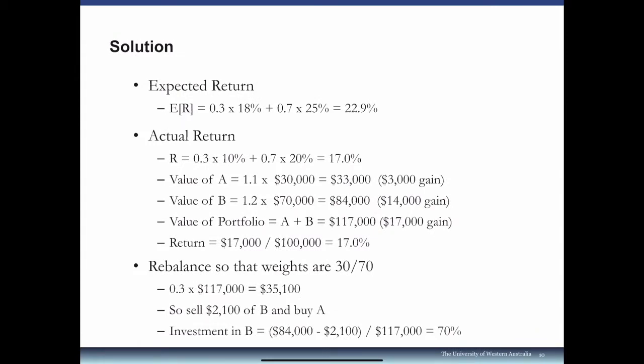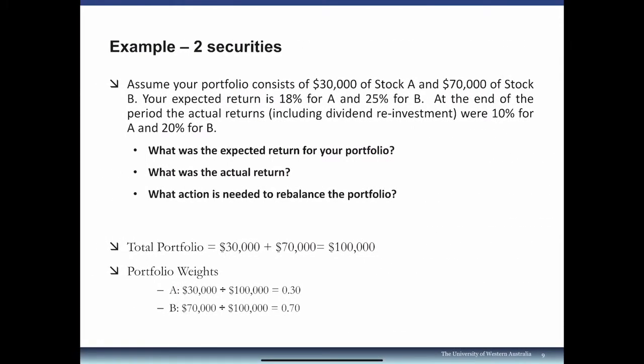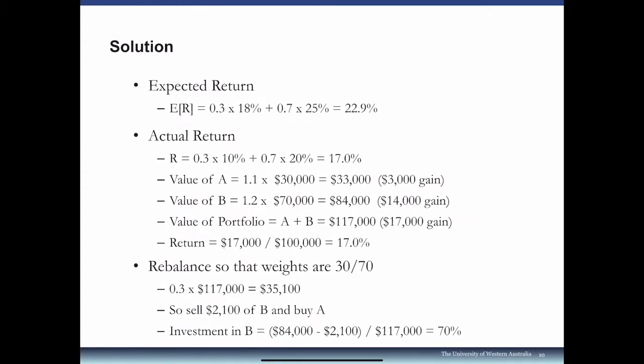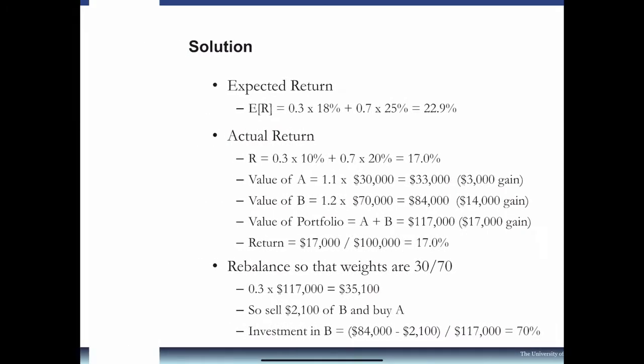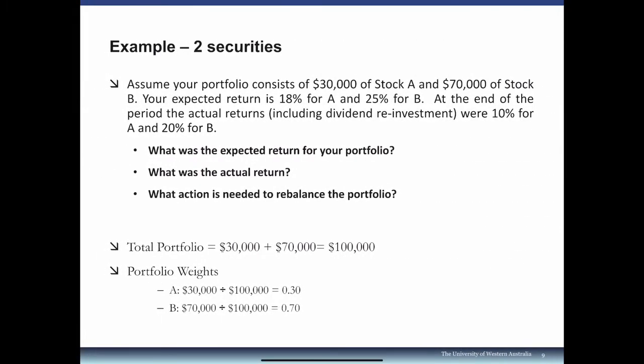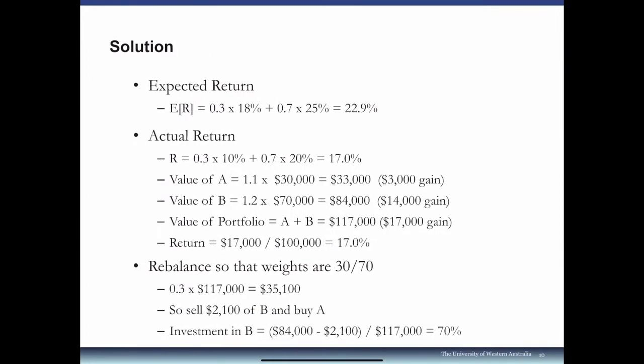To calculate expected return, we just need to use the formula. The expected return for your portfolio equals the weight times the expected return for A, which is 18%, plus 0.7 times the expected return for B, 25%. That's what you have here, given the information. So the expected portfolio return will be 22.9%. For the actual returns, you need to work out the individual actual return for each stock. Using the information provided in the question, it was 10% for A and 20% for B. Again, it's a weighted average: R equals 0.3 times 10% plus 0.7 times 20%, which is 17%.